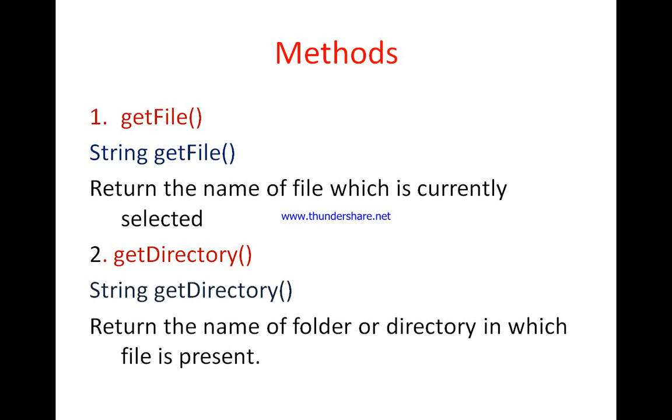Now let us see the methods. There are many methods. The first two important methods are getFile and getDirectory. The getFile method will return the currently selected file. When we choose any file, the name of that file is returned by the method getFile. That file is present in a specific directory, and the name of that directory is returned by the method getDirectory. Here the syntax is getDirectory with no parameter, return type String. Here also the return type is String. So these are the two main methods, getFile and getDirectory.